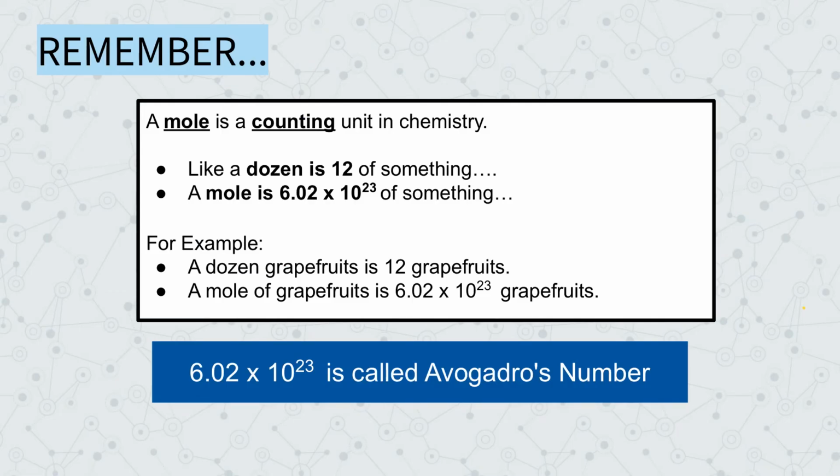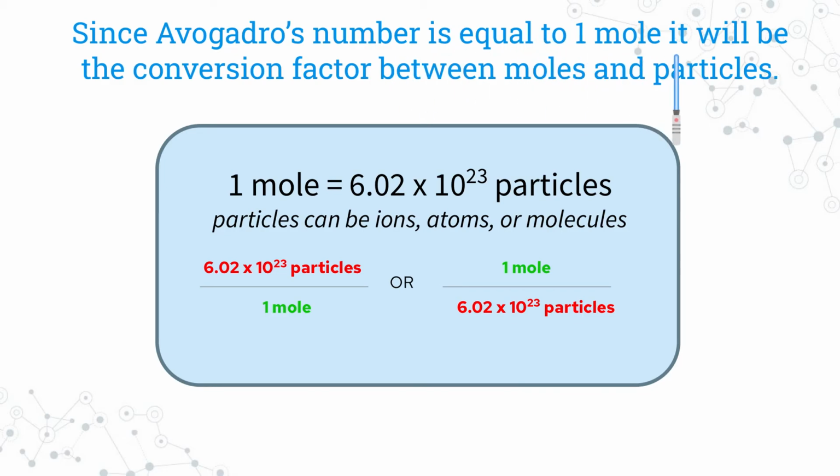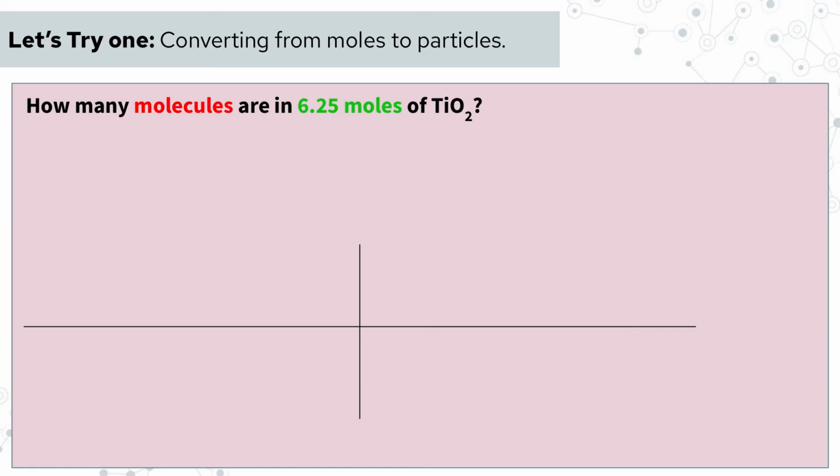So remember, a mole is a counting unit in chemistry. 6.02 times 10 to the 23rd is Avogadro's number, which is a mole of anything. Since Avogadro's number is equal to 1 mole, it will be the conversion factor between moles and particles: 6.02 times 10 to the 23rd particles over 1 mole, or 1 mole over 6.02 times 10 to the 23rd particles.